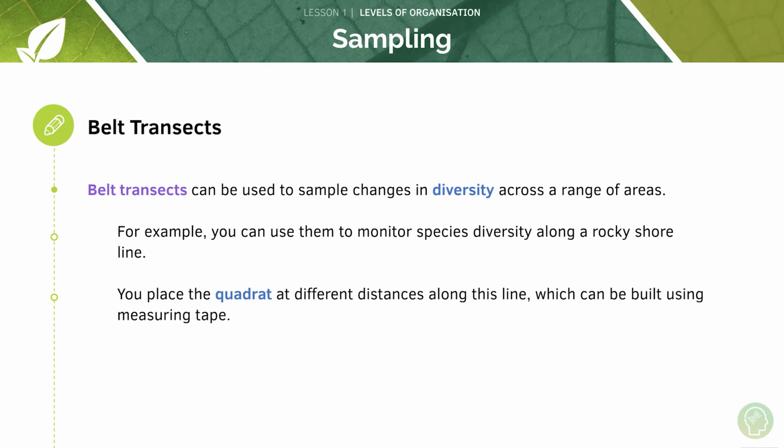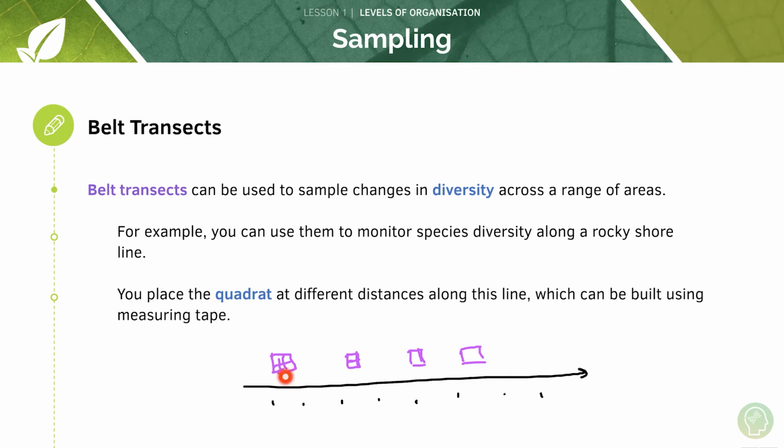So, belt transects can be used to sample changes in diversity across a range of areas. So you can use them to monitor species diversity along a rocky shoreline, because you're placing the quadrat at different distances along this line, which can be built using measuring tape. So you'd have your measuring tape going across like this, for example. These are your different points. And you'd place your quadrat at different points along here. I'll just draw a box just to give you an idea, and you're sampling at each of these points, okay?